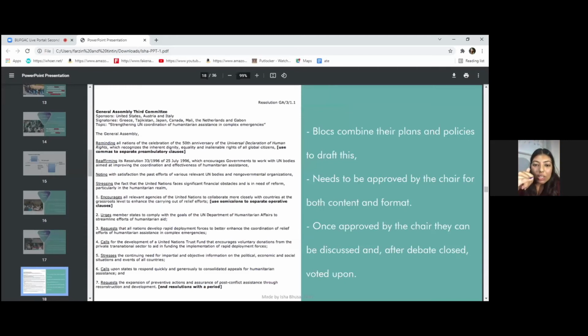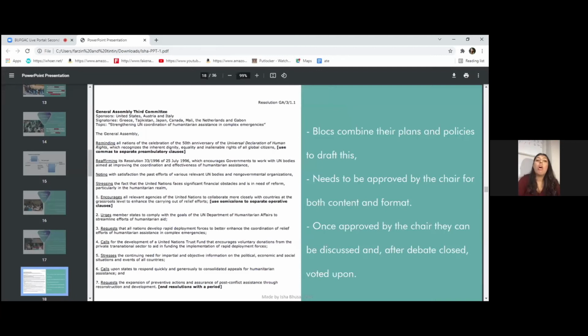Once it starts being separated with a semicolon, that means the operative clauses have started. Operative clauses are basically the solutions, and they use words that suggest something needs to be done now, like encourages, urges, requests, calls upon, stresses. Those kinds of words need to be used in operative clauses. Always remember, preambulatory clauses should be fewer than operative clauses, because you cannot have more problems than solutions. You need to have more solutions, right? Operative clauses are solutions, so they always need to be more than the preambulatory clauses.